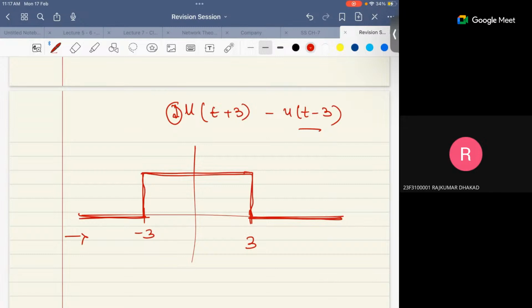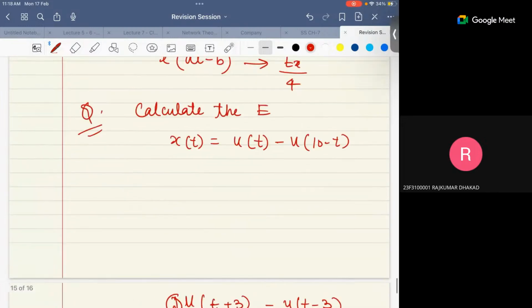And if you have been asked to calculate the energy for this signal, what will be the value? Six. Correct. 1 whole square, times 3 minus minus 3, will be 6. Now calculate this.